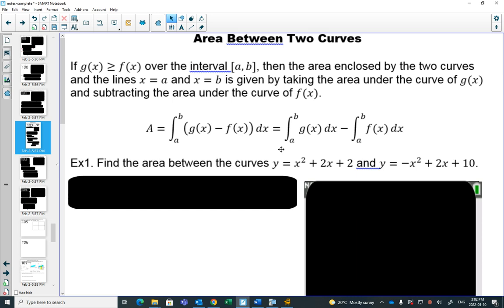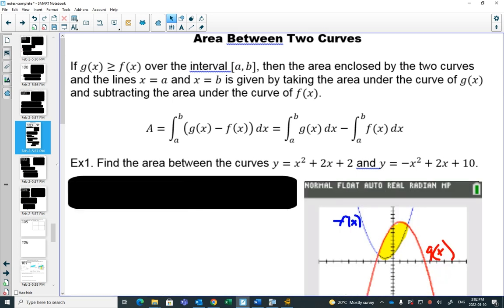So here, if we look at this picture, 2x squared plus 2 and negative x squared plus 2x plus 10. There's our two curves. And very cool that we can now find that area bounded between the two of them. Okay?